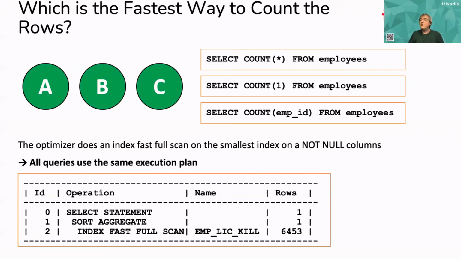So back to our question, which is the fastest way to count the number of rows. All answers are right, or the correct answer is that they're all equal, all lead to the same execution plan.